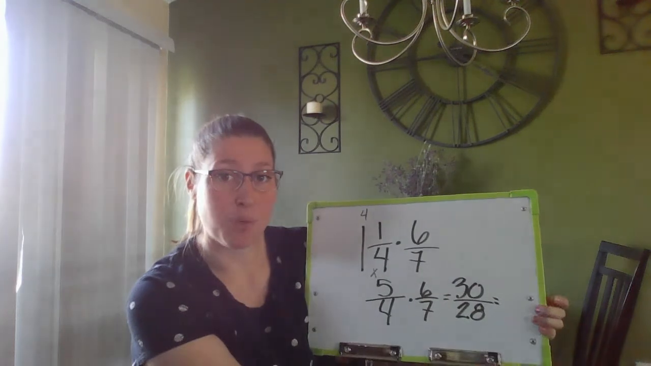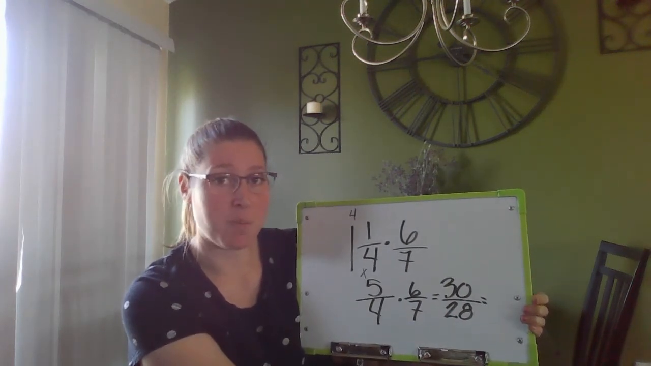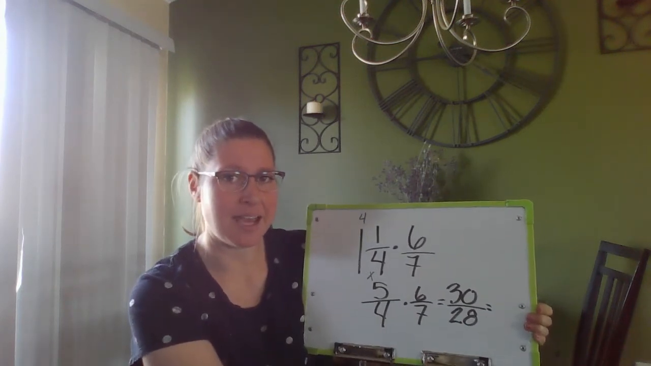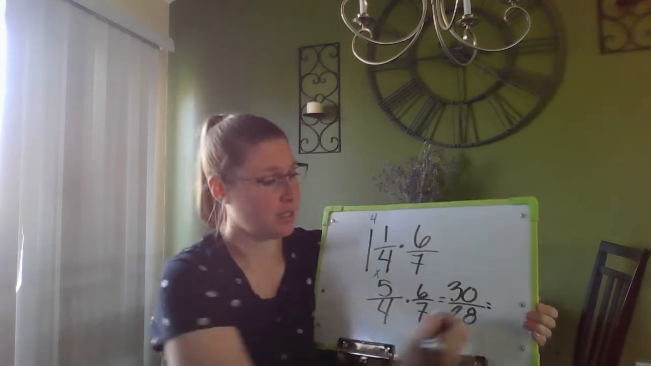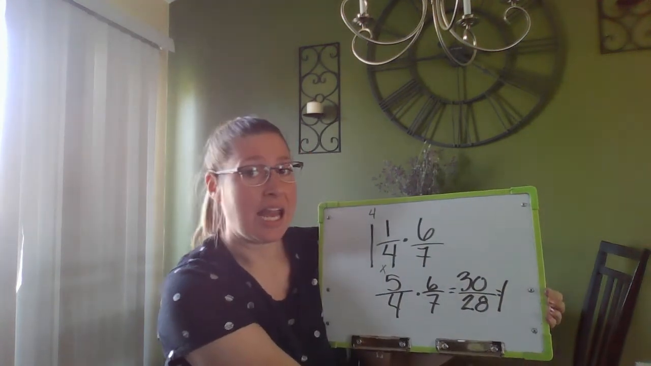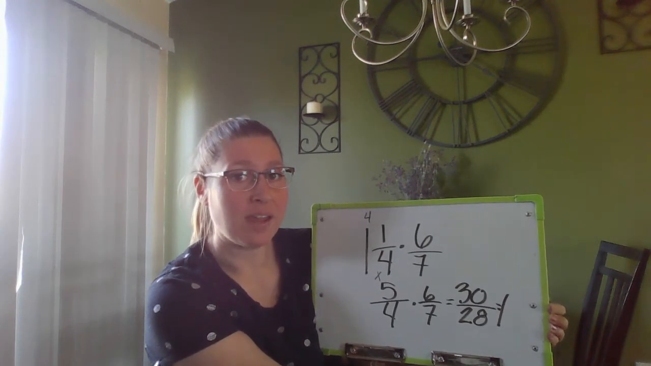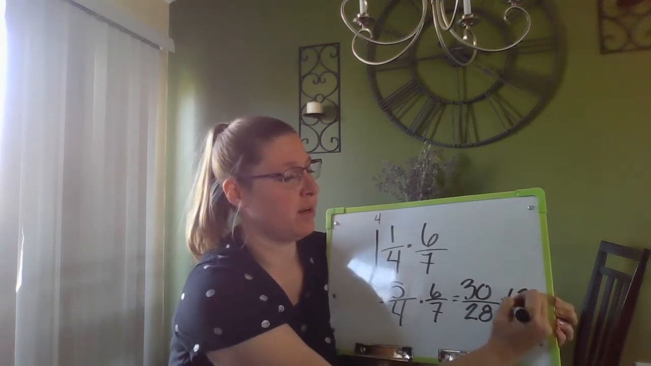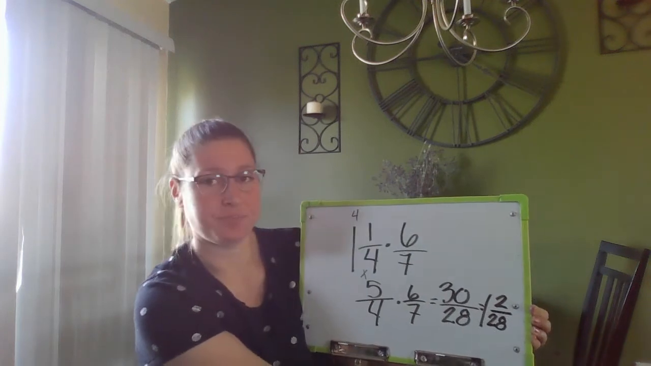We now have an improper fraction. So I have to turn this back into a mixed number. So I have to say, how many times can I take 28 out of 30? And it can come out once. Then I have to see what's left over. If I take 28 away from 30, I have 2 remaining. That's my numerator. My denominator stays 28.